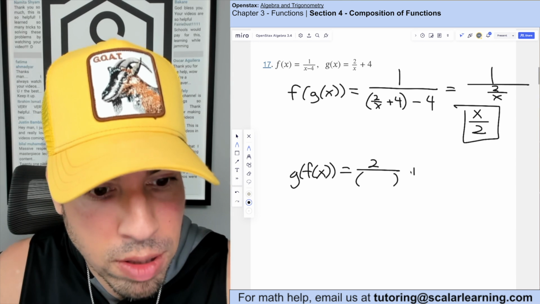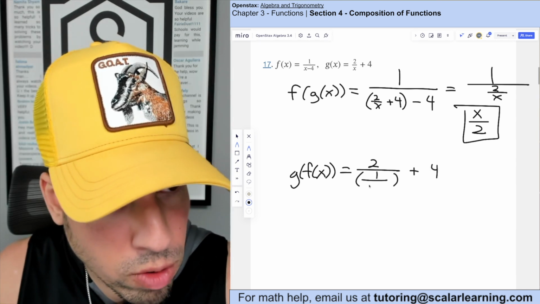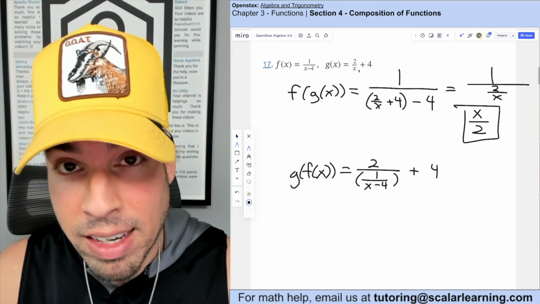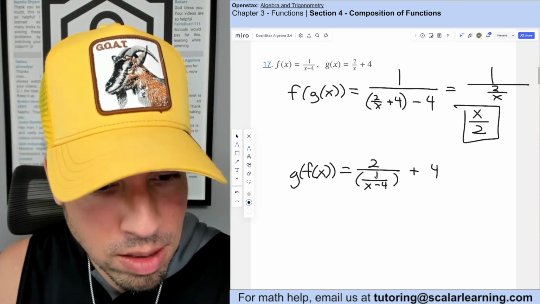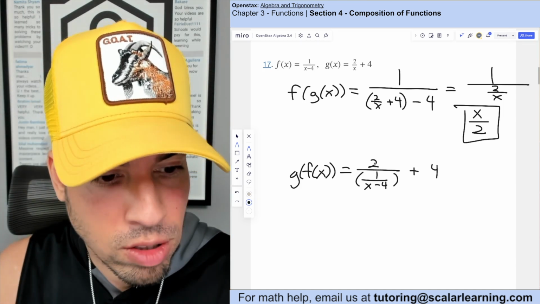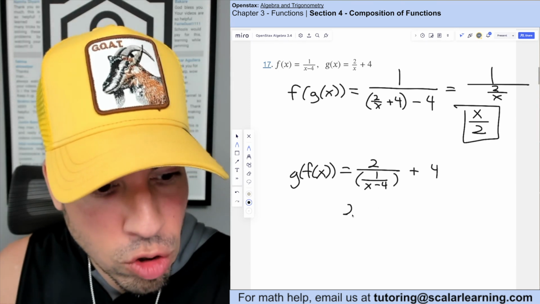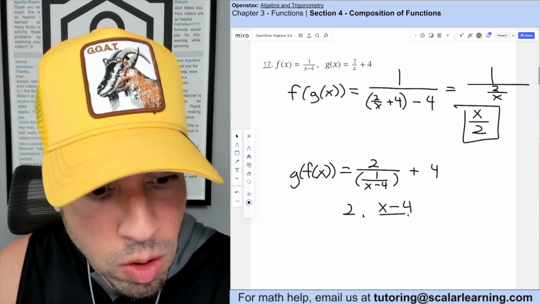And for this one, I'm going to take 2 over x, but I'm going to leave it blank for now, plus 4. And I can plug this in 1 over x minus 4, which is my f of x function. I'm replacing x with that. That's what we do when we do g of f of x. Now, again, I can simplify this fraction, right? That's like 2 divided by 1 over x minus 4, which is the same as 2 times the reciprocal of this, which is x minus 4 over 1.